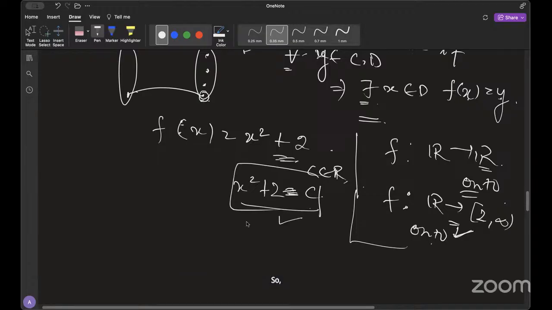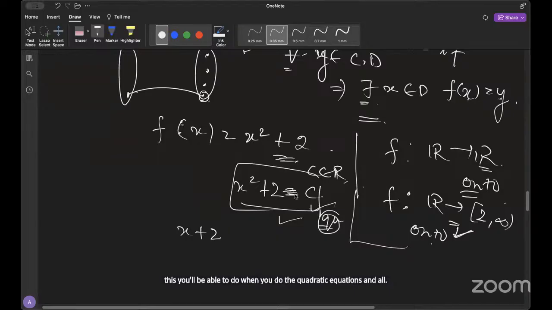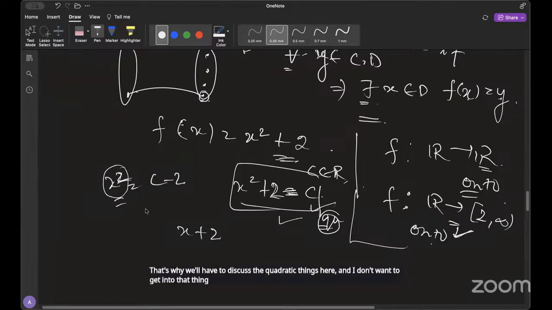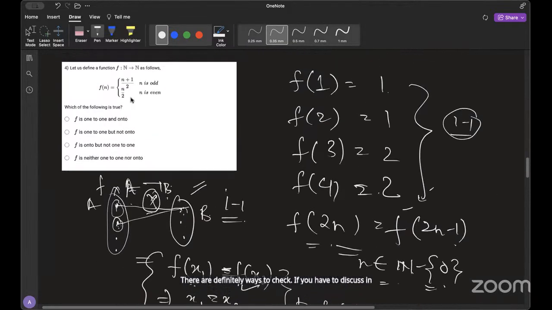All I'm trying to say is, let's just say you have x plus 2. You will be able to do this when you do the quadratic equations and all. Because this is just 2 only, you can do it right now. This will be c minus 2. The quadratic things we can discuss in another week, ma'am. There are definitely ways to check. If you have to discuss in context of this question, then we can discuss.